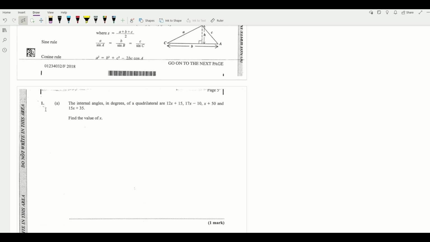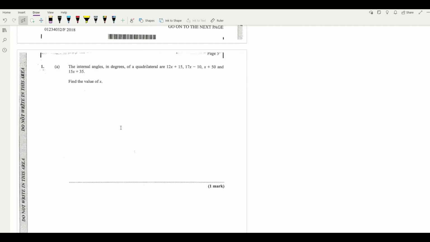Alright, so if we look at number 1A, the internal angles in degrees of a quadrilateral are 12x plus 15, 15x minus 10, x plus 50, and 5x plus 35. Now, what we should know is that the total degrees of the internal angles for a quadrilateral is 360.